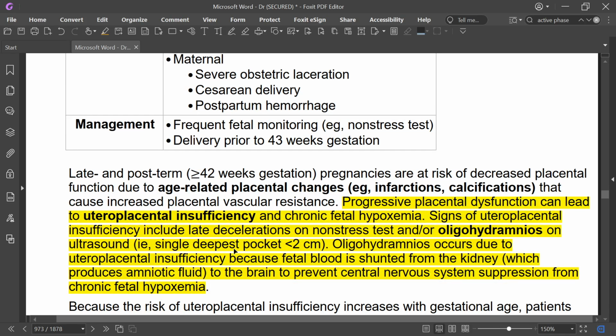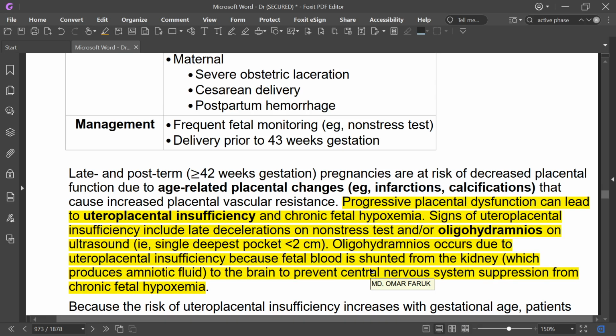Progressive placental dysfunction can lead to uteroplacental insufficiency and chronic hypoxemia. Signs of uteroplacental insufficiency include late decelerations, abnormal non-stress tests, and oligohydramnios, with single deepest pocket low. Oligohydramnios occurs due to uteroplacental insufficiency because fetal blood is shunted from the kidney, which produces amniotic fluid, to the brain to prevent central nervous system suppression from fetal hypoxemia.